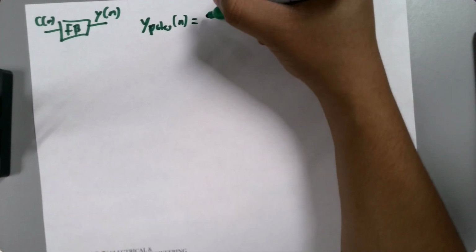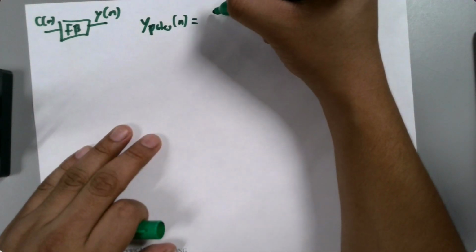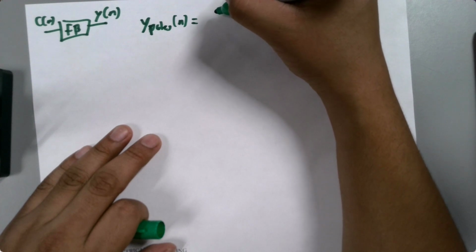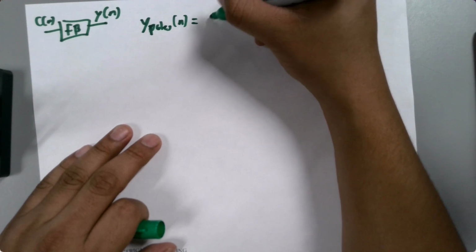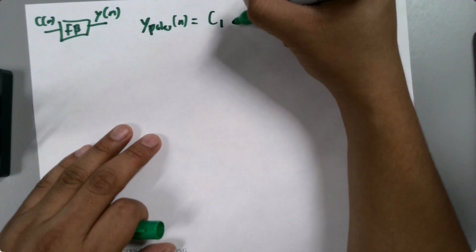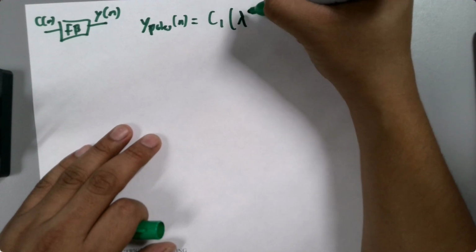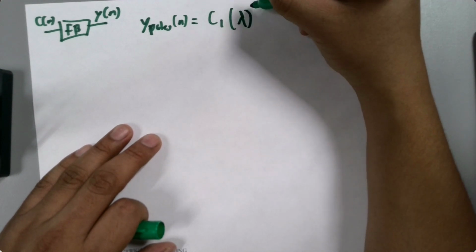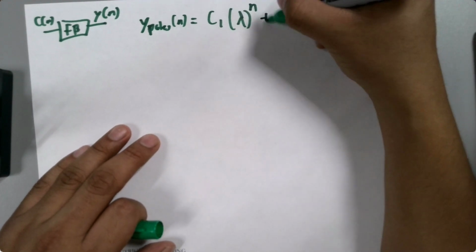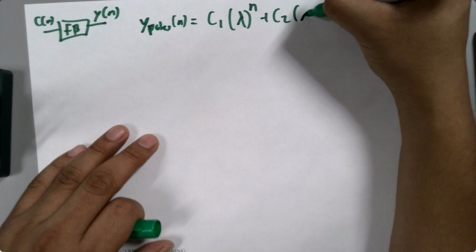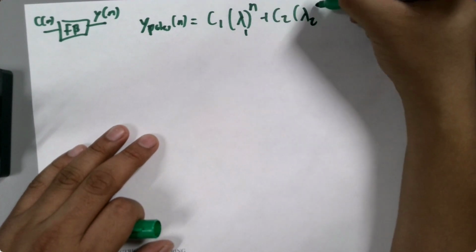Is going to be in the form of, should I write it general or just get to the point? Whatever you think is best. Okay, C1 of, let me think about it. Lambda, yes, lambda to the n plus C2 lambda 2 to the n.